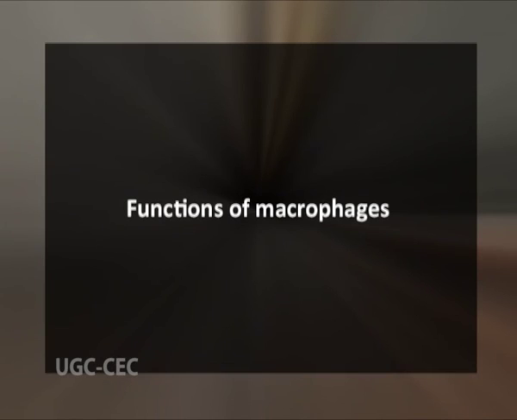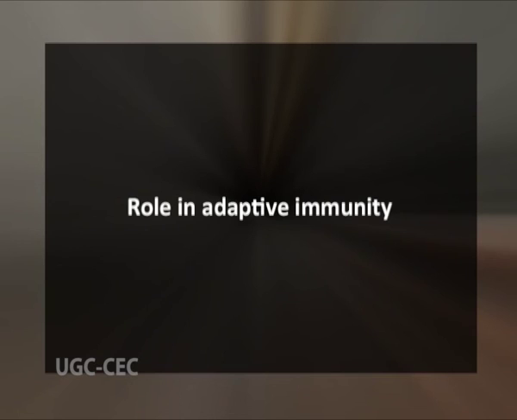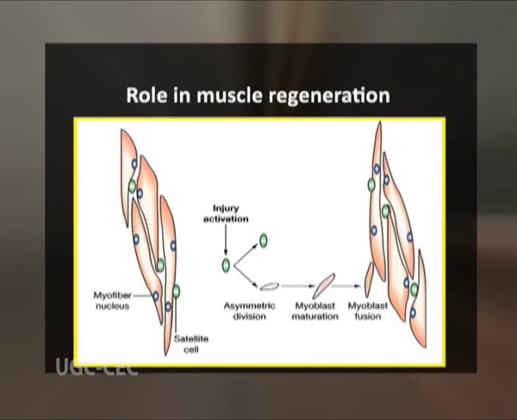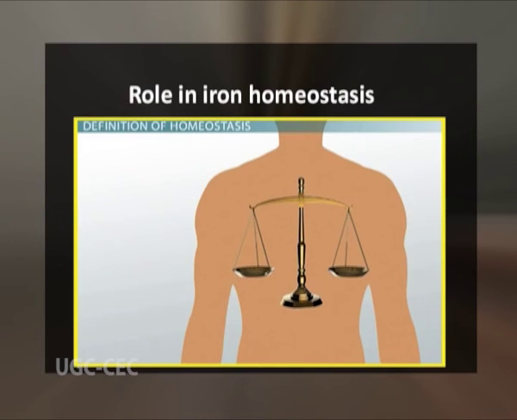Now the functions of the macrophages. Number 1, they have a role in phagocytosis and in adaptive immunity. Number 2, they also have a role in muscle regeneration and wound healing. Number 3, besides, they also have a role in limb regeneration and iron homeostasis.